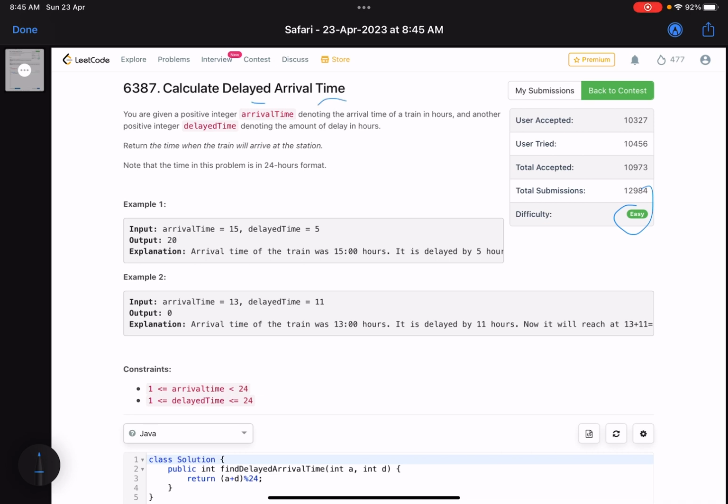So you are given a positive integer arrival time denoting the arrival time of a train in hours, and another positive array delayed time denoting the amount of delay in hours. Okay, so return the time when the train will arrive at the station. Note that the time in this problem is in 24 hours format.